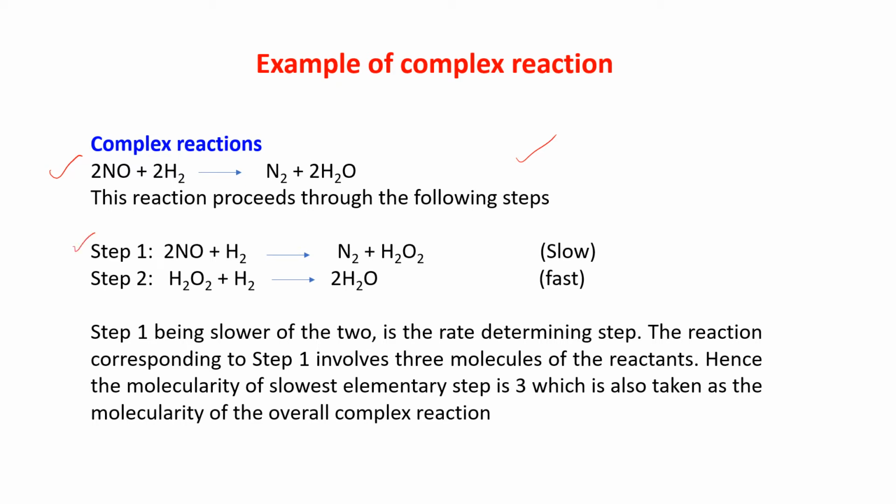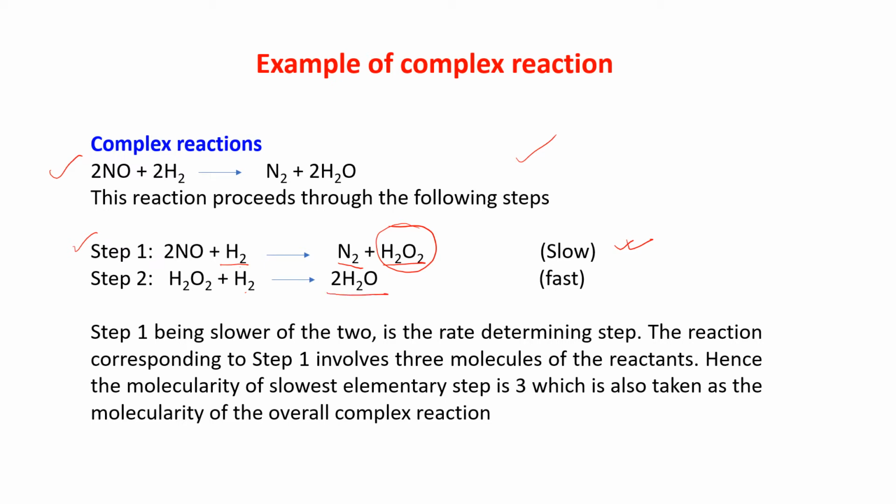There is step 1. First 2NO is reacting with 1 H2 and it is giving you N2 plus H2O2. And this is your slow reaction. That means this is the rate determining step. You will get the molecularity from this step only. Now, step 2, H2O2, which we are getting here, is again reacting with another molecule of H2. It is giving you 2H2O.